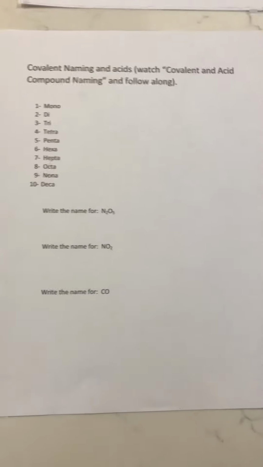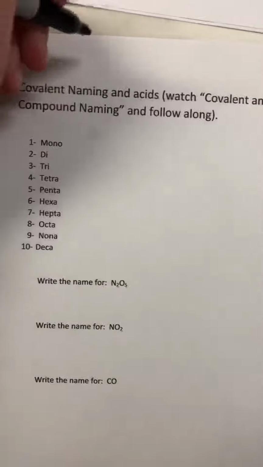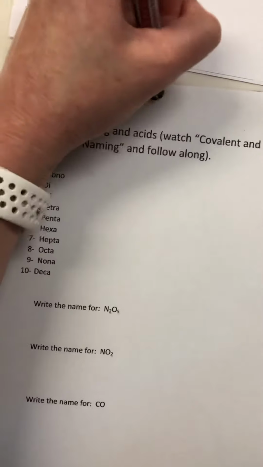So any covalent compound is going to be a metal and another non-metal, at least one metal and another non-metal. So when we say covalent, it means it's molecularly bound, all non-metals.